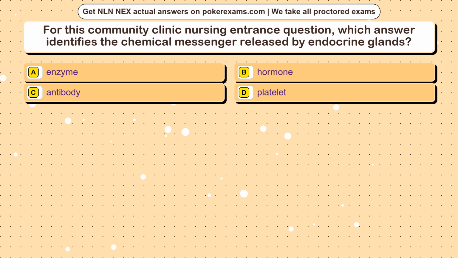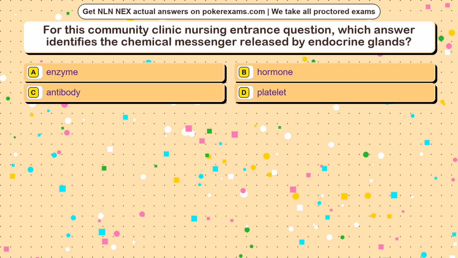Question 13. For this community clinic nursing entrance question, which answer identifies the chemical messenger released by endocrine glands? Option A. Enzyme. Option B. Hormone. Option C. Antibody. Option D. Platelet.